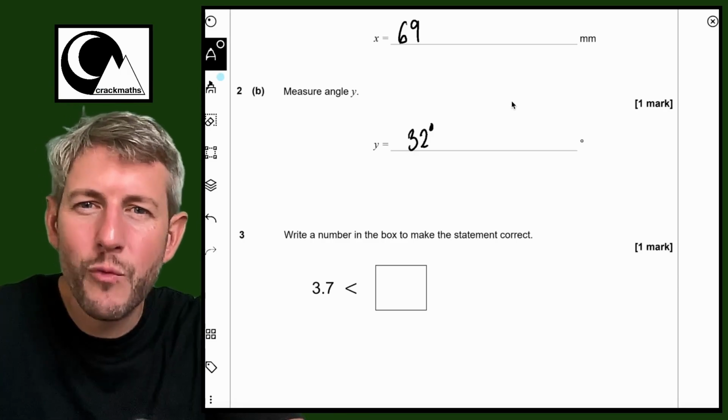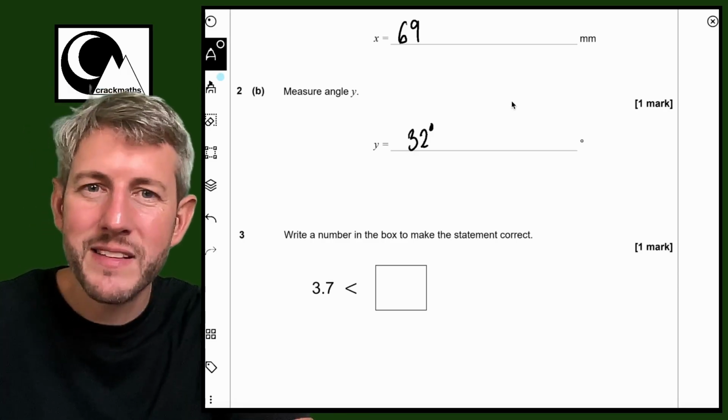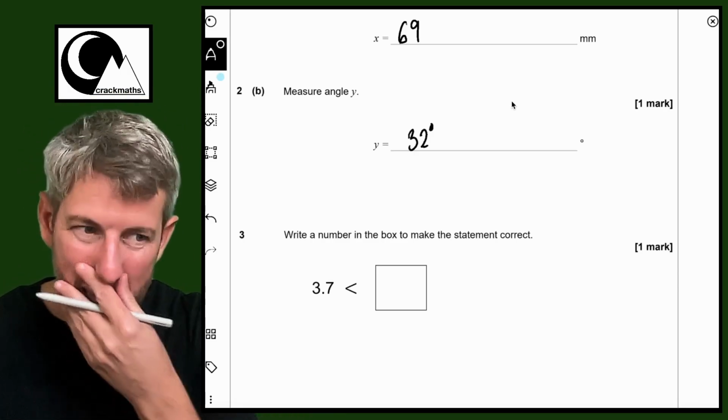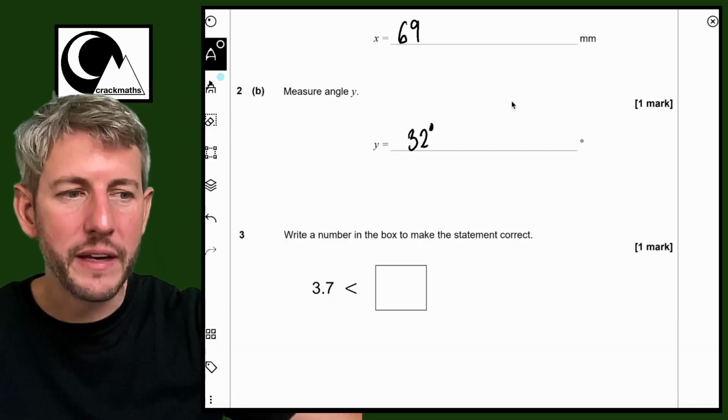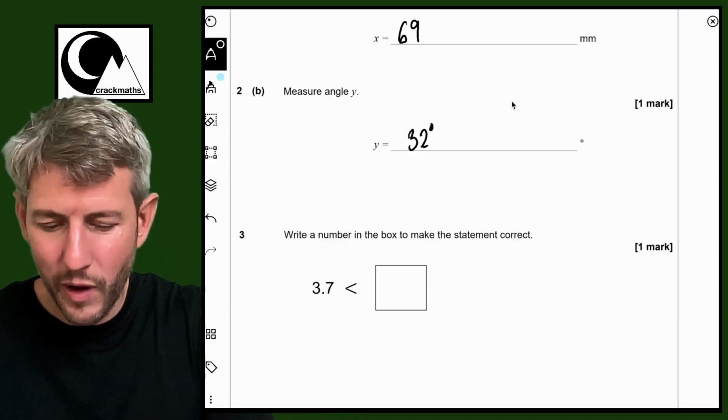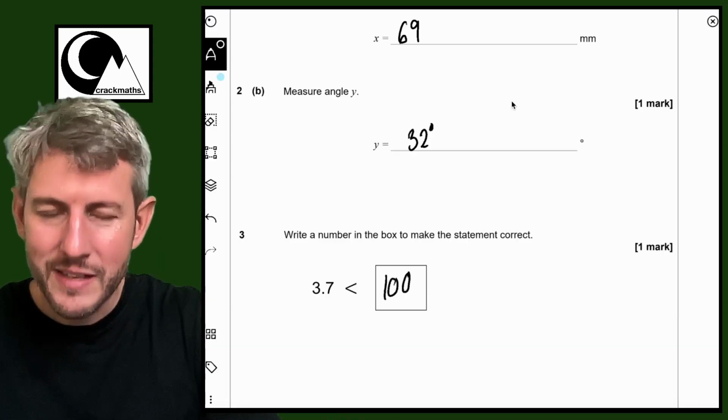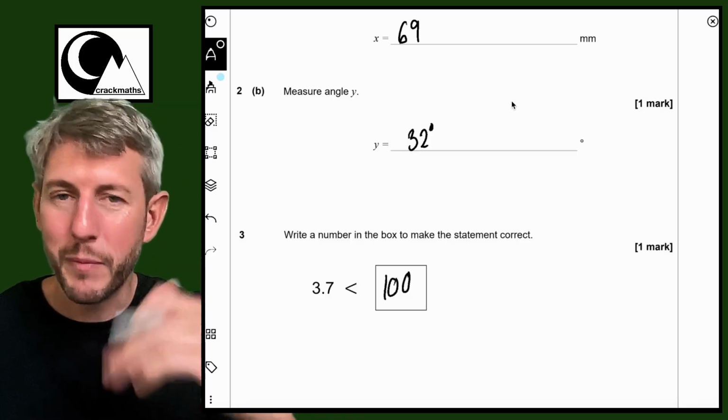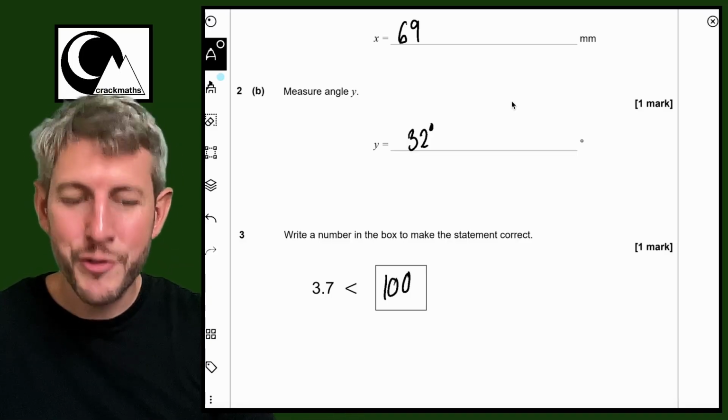Question 3 says, write a number in the box which makes the statement correct. So this can be any number that is bigger than 3.7. So I could even have like 100 here. So 100 is greater than 3.7. That is a very true statement.